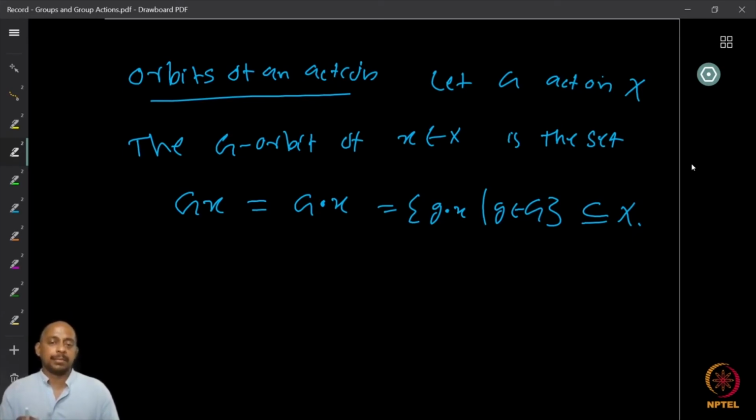So if small x is an element of the set X, then Gx, denoted by G followed by X, is basically the set of all elements G dot X, where G is an element of the group. And this is of course a subset of X because Gx takes elements of X to elements of X. So therefore, it's a subset of X, and this is called the orbit of X. So for a fixed element, its orbit is all the elements of X to which X can be taken by the action of G.